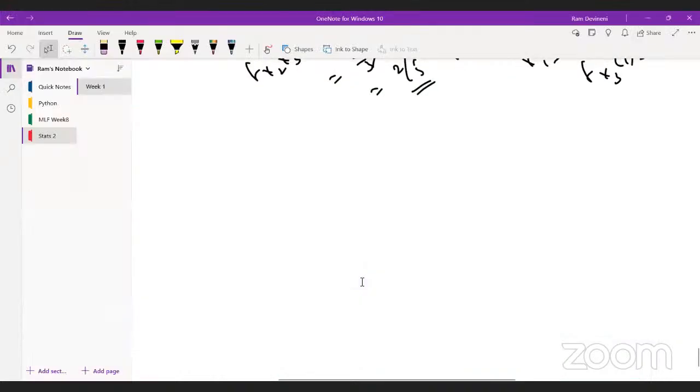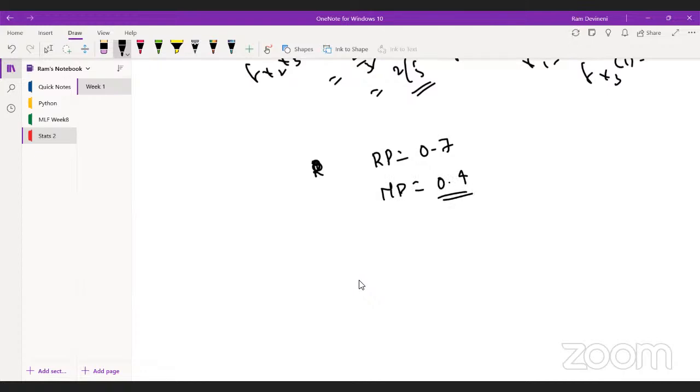So here, for Ronaldo to win, let's take R as the probability of success of Ronaldo. It's given as 0.7. And then the probability of success for Messi is 0.4. And then Ronaldo is going to start the penalty.